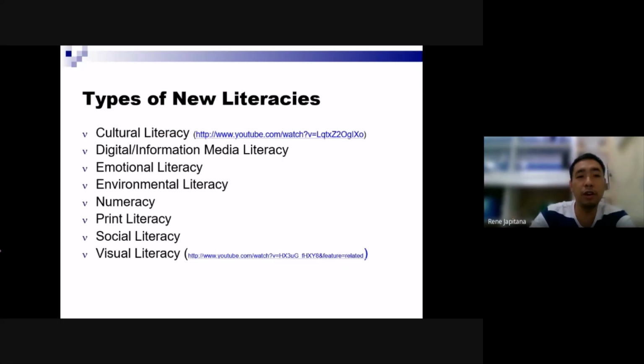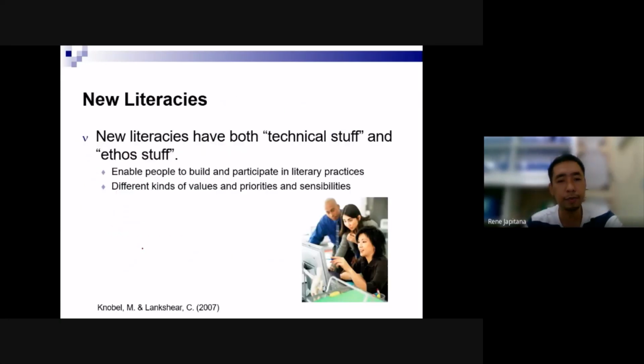Okay, to continue. Types of new literacy. Cultural, we already discussed these topics one by one, so we will skip that. Okay, let's proceed to the summary of the new literacies. The new literacies are both technical stuff and ethos stuff. When you say technical, it's about the technology. Ethos, meaning the people. Ethos enables people to build and participate in literacy practices, with different kinds of values and priorities and sensibilities.